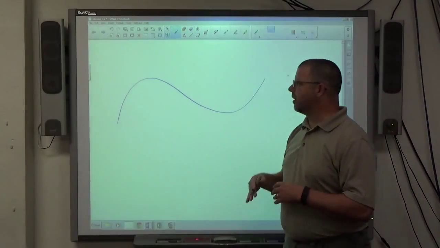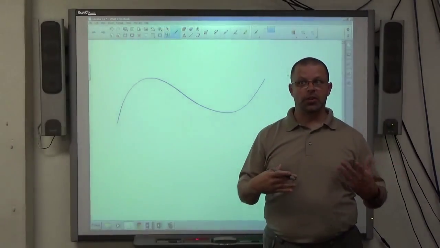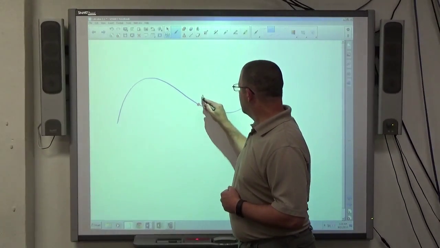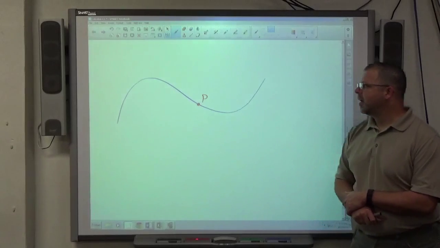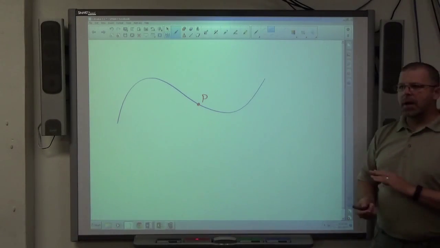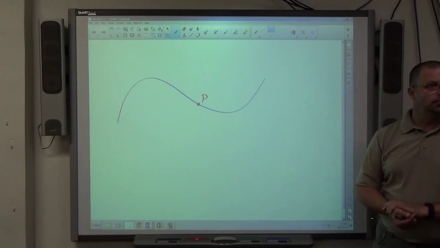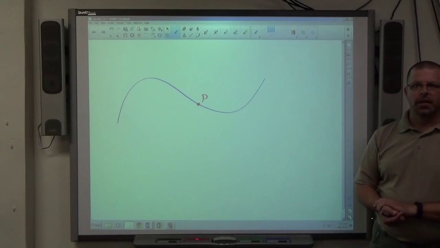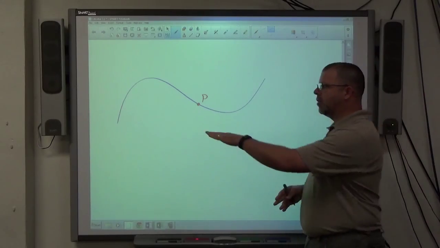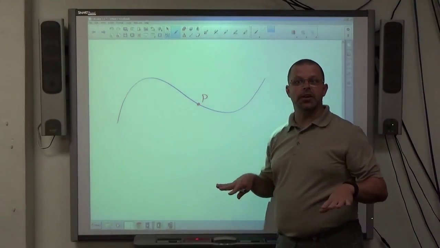So what they're going to do is say find the equation of the tangent line to some curve at some point. Let's say this is the point, let's call it point P for point of tangency. And I want you to find the equation of the tangent line through that point. What we have to do is find the slope of that tangent line. And you can't find slope at one point.